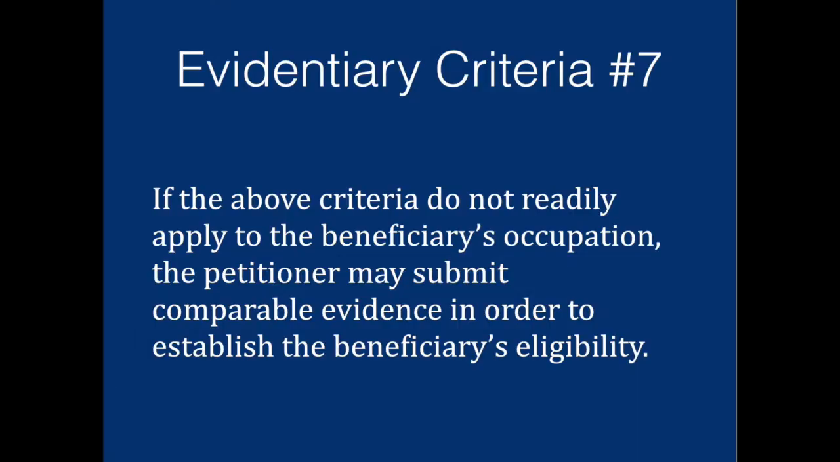Criteria number 7. If the above criteria do not readily apply to the beneficiary's occupation, the petitioner may submit comparable evidence in order to establish the beneficiary's eligibility. So for this very last criteria, it's actually very simple. Sometimes when you look at all the other criteria, depending on what your job is, what kind of artist you are, what kind of person you are, the requirements may not fit you directly. So this is sort of like a catch-all where if they don't fit you directly, immigration says you can send them whatever other documents really apply to you.